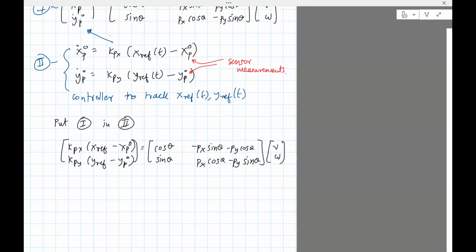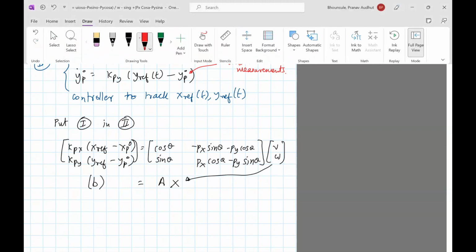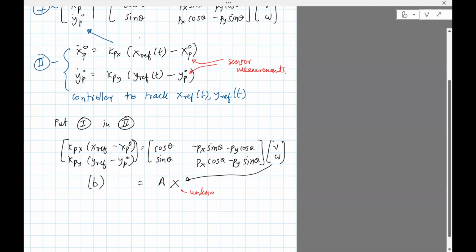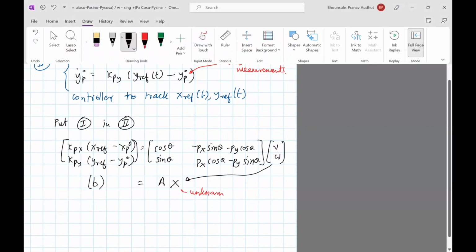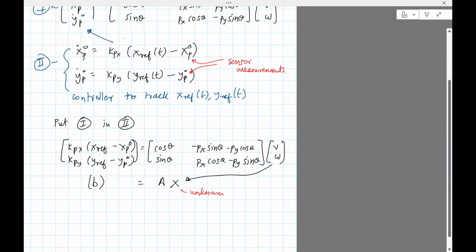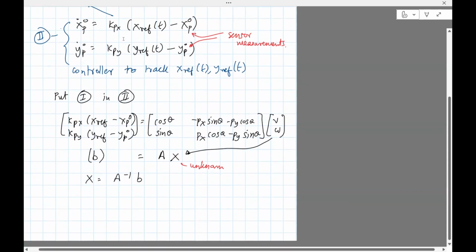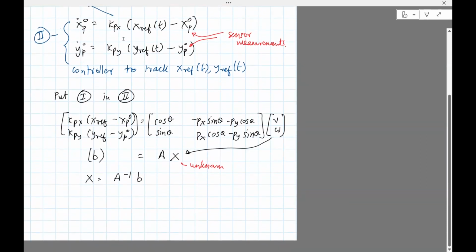Okay, if you think of this as B and this as A, and this thing here is unknown, then you can solve for x as A inverse B. x is basically the speed v and omega which you're trying to control.